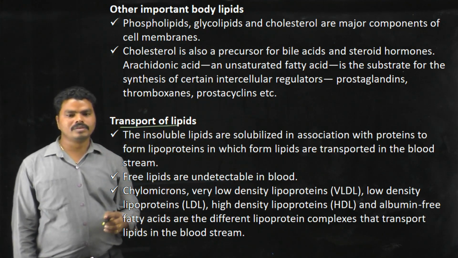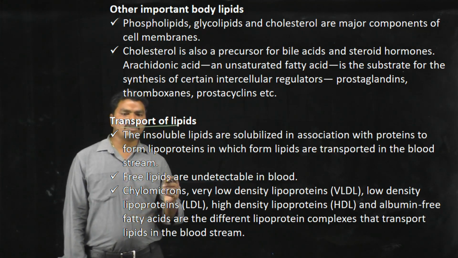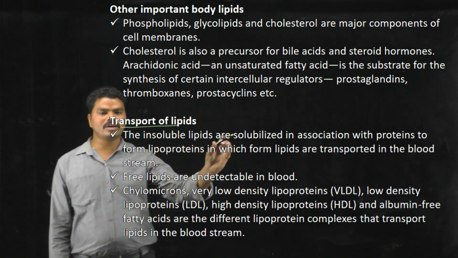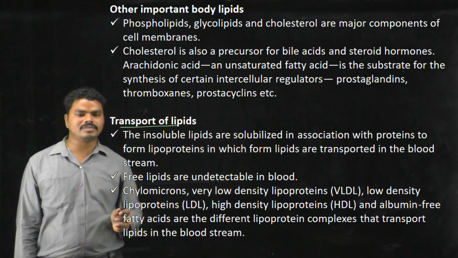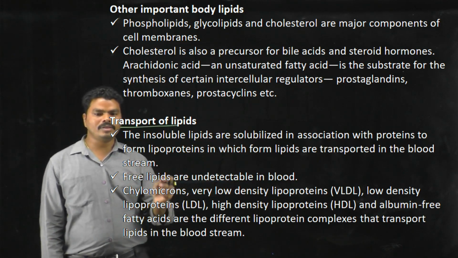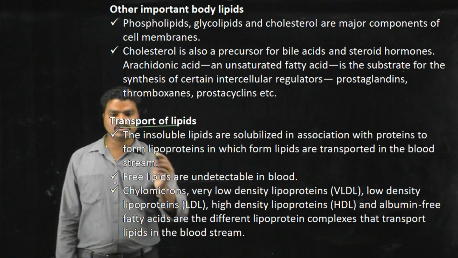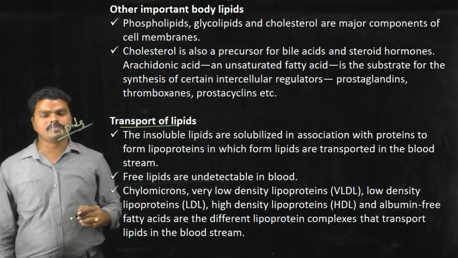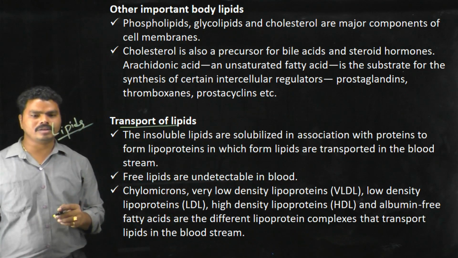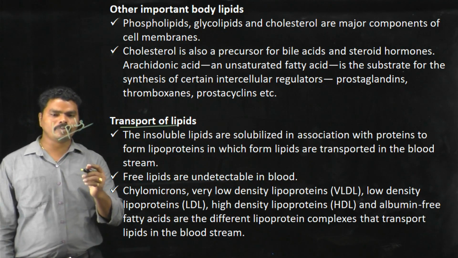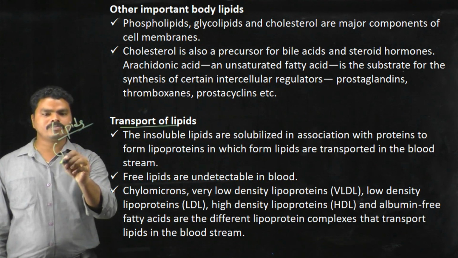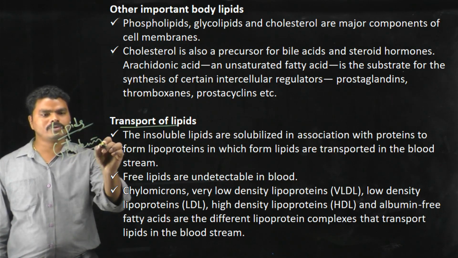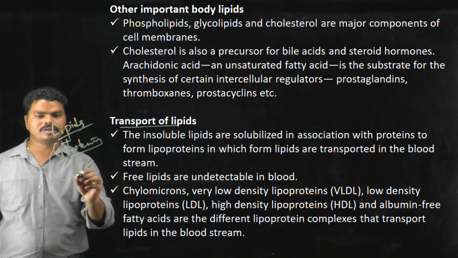Okay, and coming to the transport of lipids, how will the lipids be transported in our body? The insoluble lipids are solubilized in association with proteins. That means when they are mixed with the associated proteins, they are able to solubilize, to form lipoproteins. Lipids are non-polar and hydrophobic in nature, so they are insoluble in our body fluids. To make them soluble, we require some protein. So the lipids combined with protein are converted into lipoproteins.